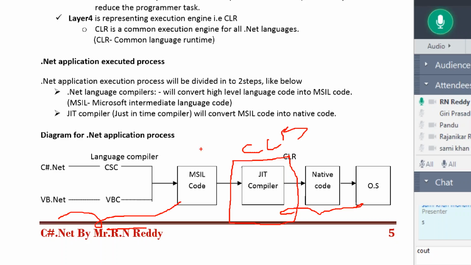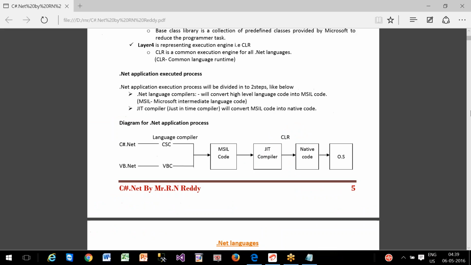The .NET application execution process is divided into 2 steps. Number 1, .NET language compilers convert high-level language code into MSIL code, and step 2, the JIT compiler converts MSIL code into native code. So that is the story. Right. Now, come on, Giri, explain the .NET application execution process.